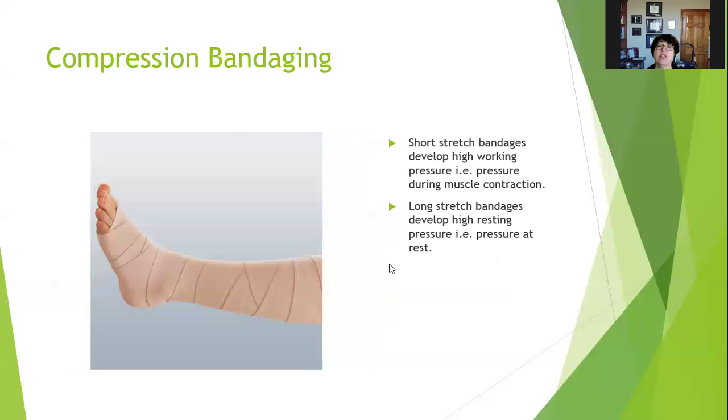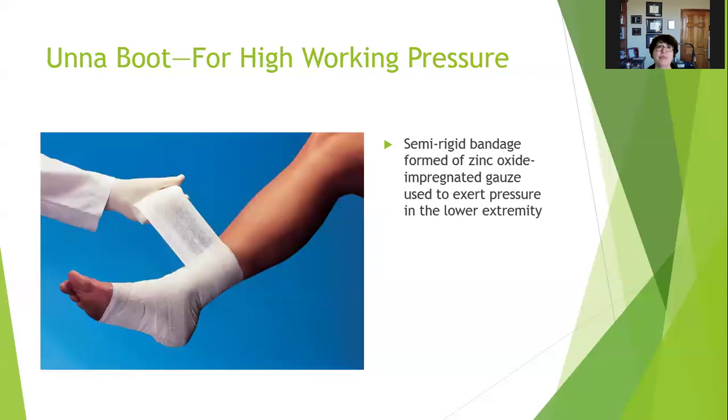So compression bandaging: short stretch bandages develop a high working pressure, like pressure during muscle contraction, and short stretch bandages are what are usually used for lymphedema wrapping. Long stretch bandages develop a high resting pressure, so pressure at rest. So usually short stretch bandages are the ones that are used for wrapping residual limbs and lymphedema treatment.